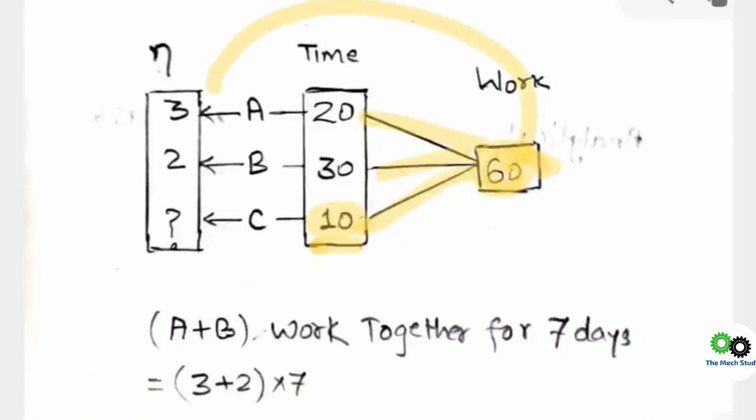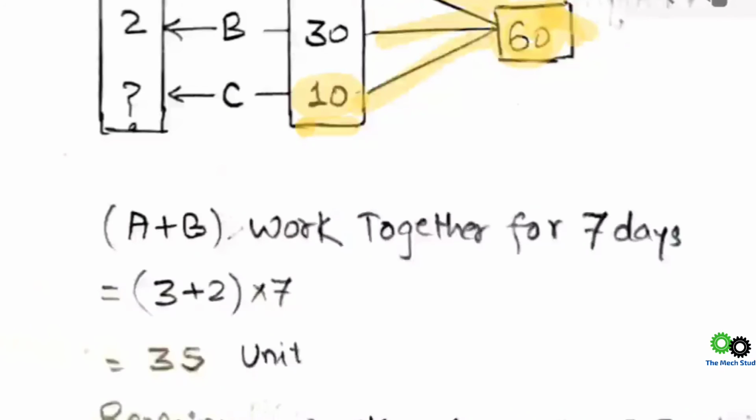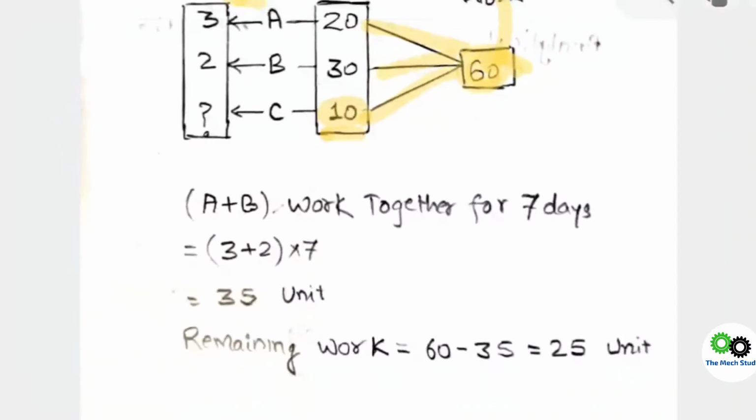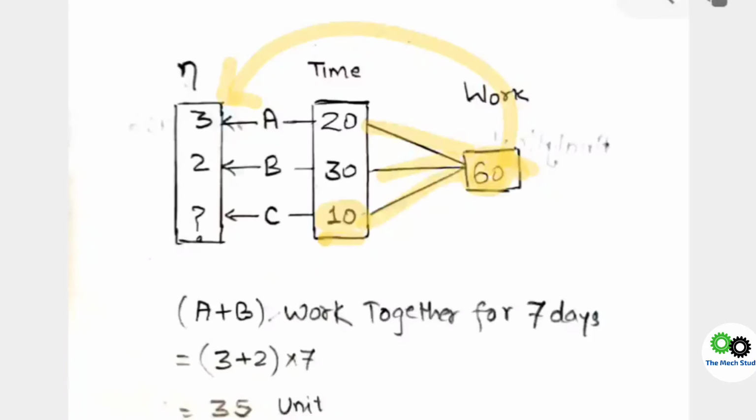You need to calculate the efficiency. I have already informed you how you need to calculate the efficiency from any time and work duration in the questions. You need to divide work by time, and you will get the efficiency. So 60 divided by 20, you will end up with an efficiency of 3 for A. Similarly for B, and there is no information related to C.